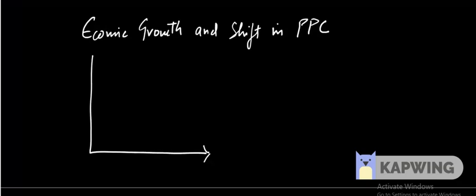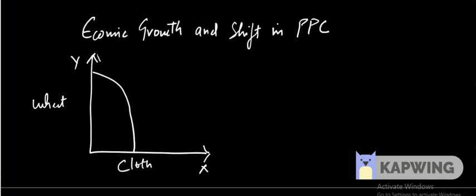Now let me talk about economic growth and the shift in the production possibility curve. Say for example this was an earlier production possibility curve with cloth on the x-axis and wheat on the y-axis. What this production possibility curve meant is that the economy is producing the combination of wheat and cloth with no resources being wasted, or the production is efficient on this frontier.